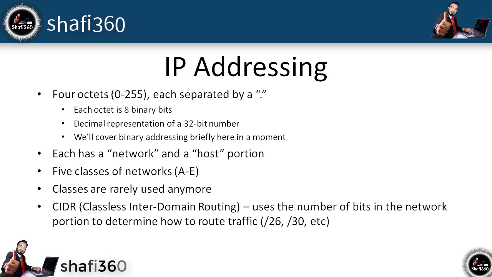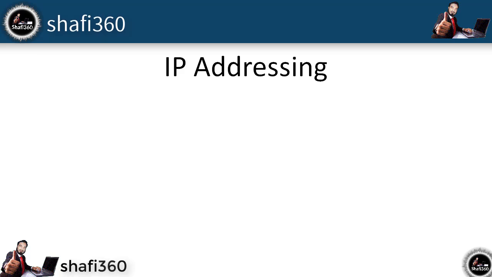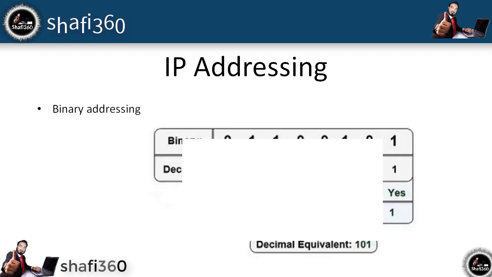Each IP address has a network and a host portion. There are 5 classes of networks. We'll talk about what those are and why they're rarely used anymore. And we'll talk a little bit about CIDR, classless interdomain routing. So first, let's talk a little bit about binary addressing.